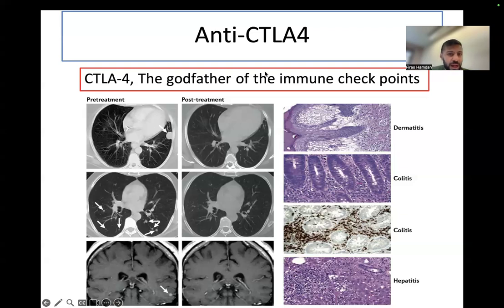But the issue with CTLA4 antibodies is that you're stopping your peripheral tolerance. So of course you're getting a lot of inflammation, a lot of T cells starting to kill different organs. That's why you start getting side effects like dermatitis, colitis, hepatitis, a lot of different inflammations all around. So it comes at a cost.